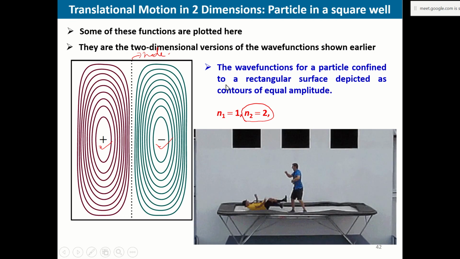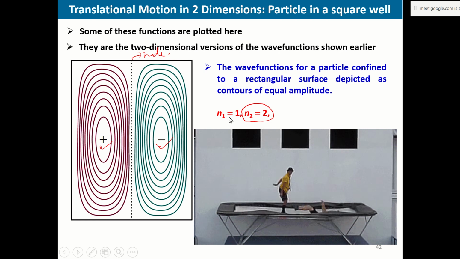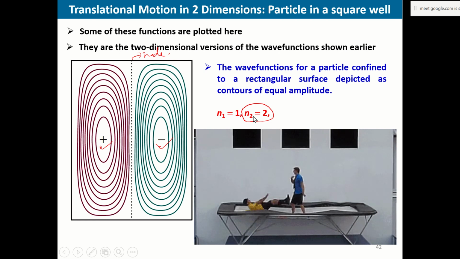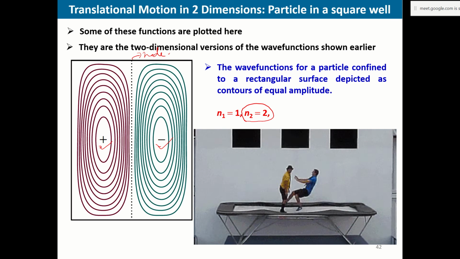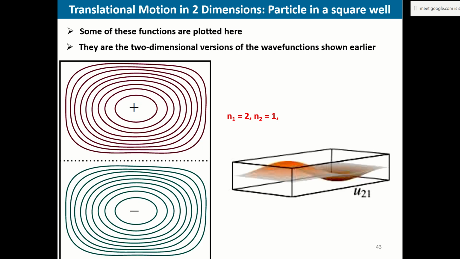Okay, so this is for the next energy level, the wave function profile of the second energy level. When n1 is 1 and n2 is 2, we can think of something like this. Because it's a square well, whether n1 is 2 and n2 is 1, or n1 is 1 and n2 is 2, in both cases you will have similar energies. Okay, 2 1 or 1 2.